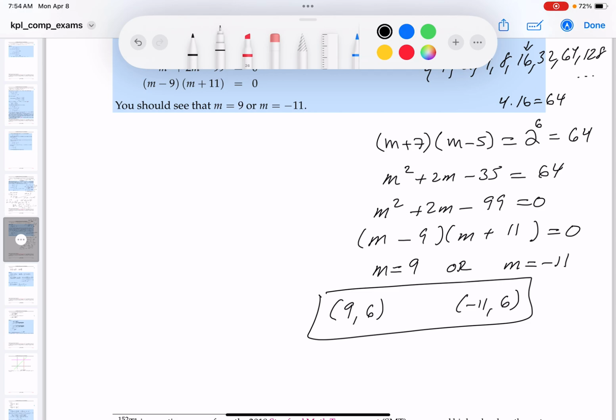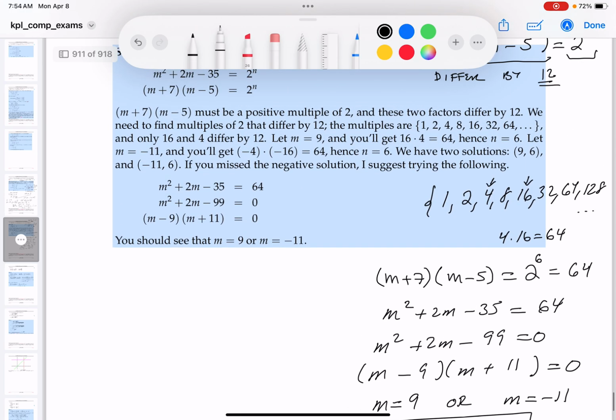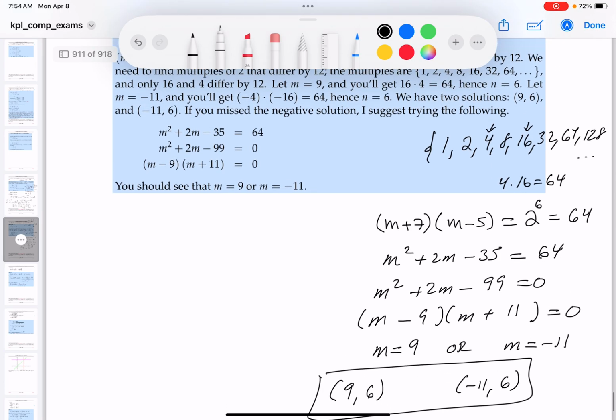If you want, you can check this in the original. However, I think we did a complete analysis on that. So we got two different answers. Again, minus 11, 6 and 9, 6.